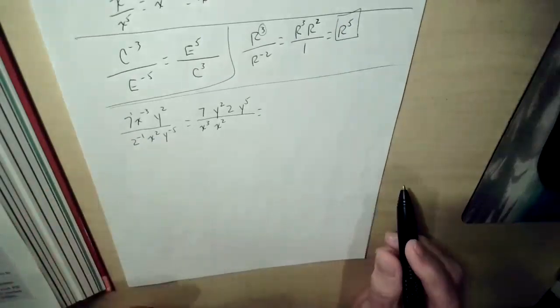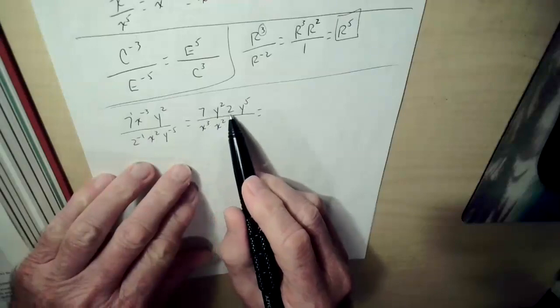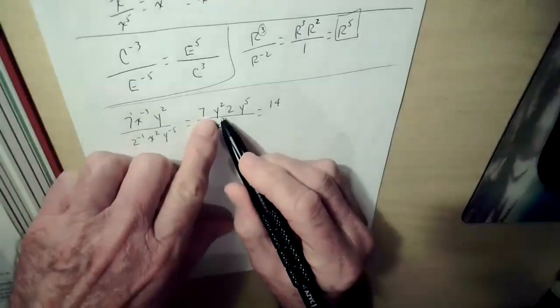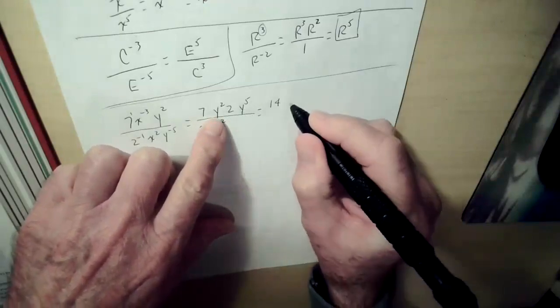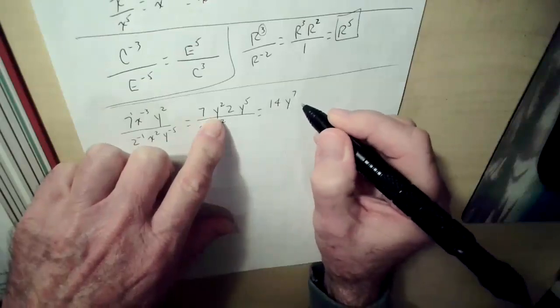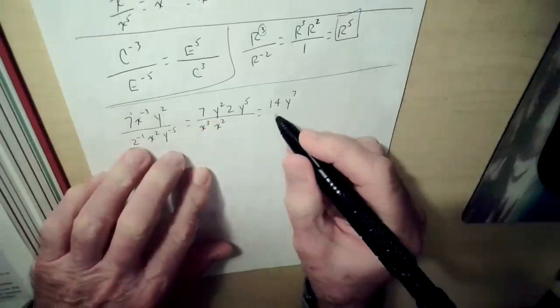Now we have to clean all this misery up. What can we do here? First of all, we can multiply 7 times 2, I think it's 14. By y squared and y to the 5th, they have the same base numbers. So we can add the exponents. Y to the... Everybody with me here? Am I going too fast? Okay? Okay.